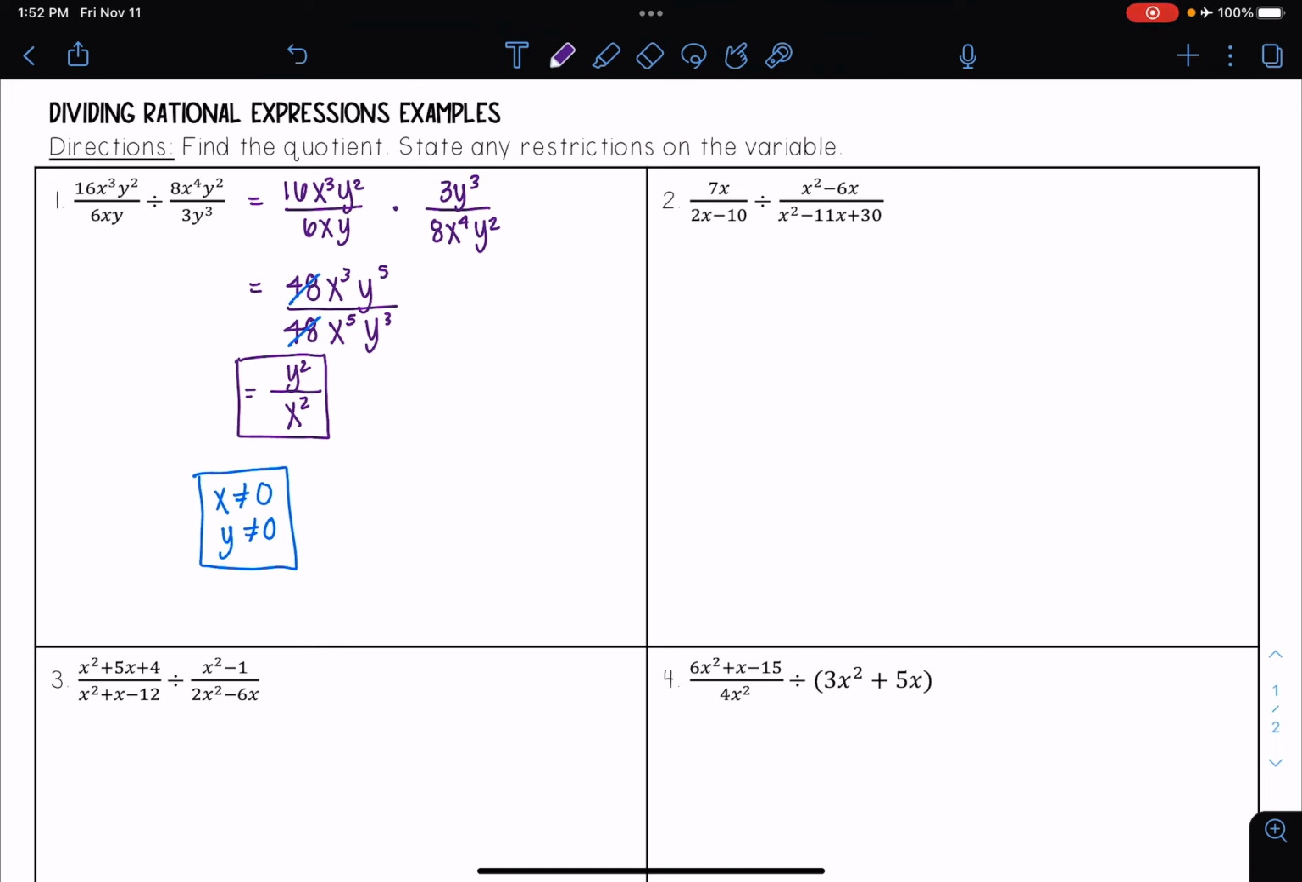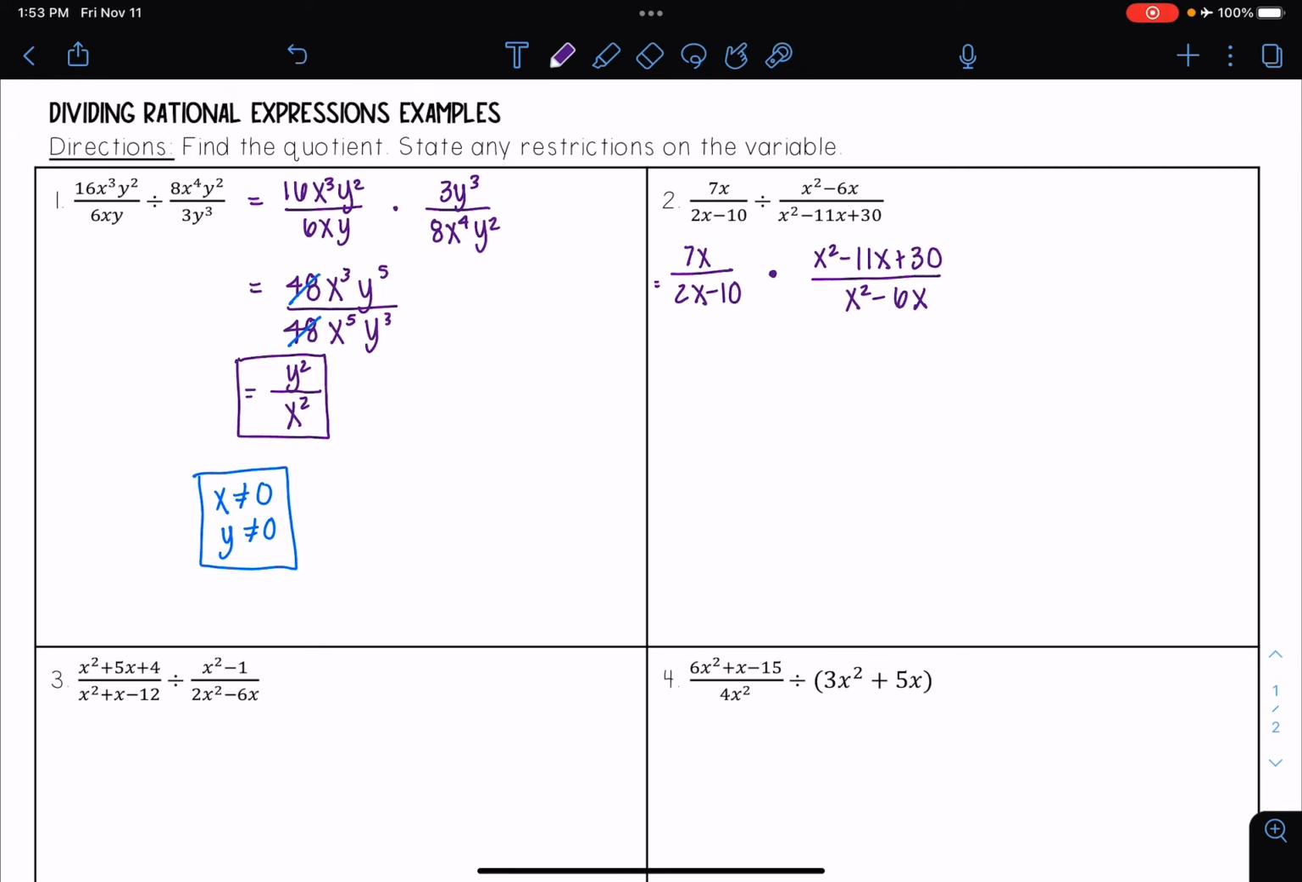Okay, let's look at another one. So here I have 7x over 2x minus 10 divided by x squared minus 6x over x squared minus 11x plus 30. So first step is I'm going to keep my first fraction. I'm going to flip the second fraction. And then I'm going to change that division to be multiplication. And now we're going to go through the same steps that we did with multiplying these rational expressions. I'm going to factor all of the numerators and denominators.